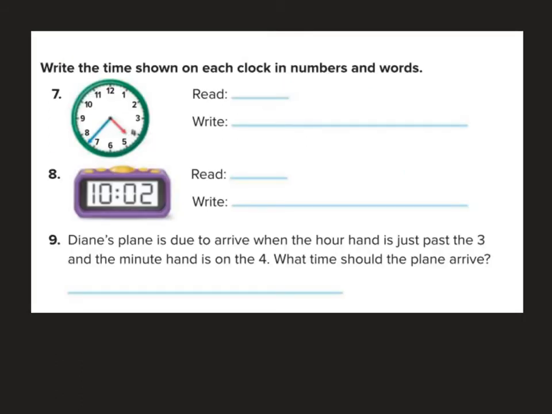Write the time shown on each clock in numbers and words. Okay, so this is between 4 and 5. So I know it's 4 something. 5, 10, 15, 20, 25, 30, 35, 36, 37. So the time is 4:37.